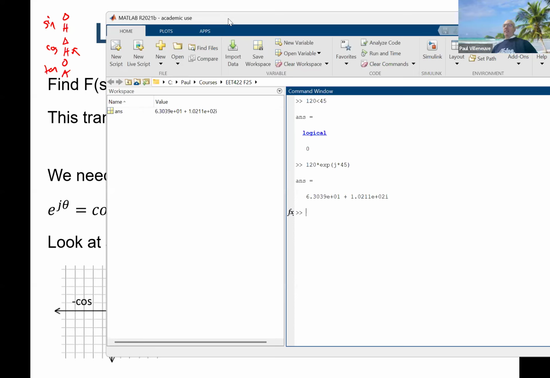Well, that can't be right because we know 45 degrees, the real part and the imaginary part should be the same, right? Because if it's 45, that means it's right in the middle. So the cosine term has to be the same as the sine term. That isn't happening here. Well, here's the other thing about MATLAB. MATLAB only works in radian mode. 45 is in degrees. So if I want this to be in radian mode, I have to multiply my angle by 180 over pi, right? Or pi over 180, sorry.